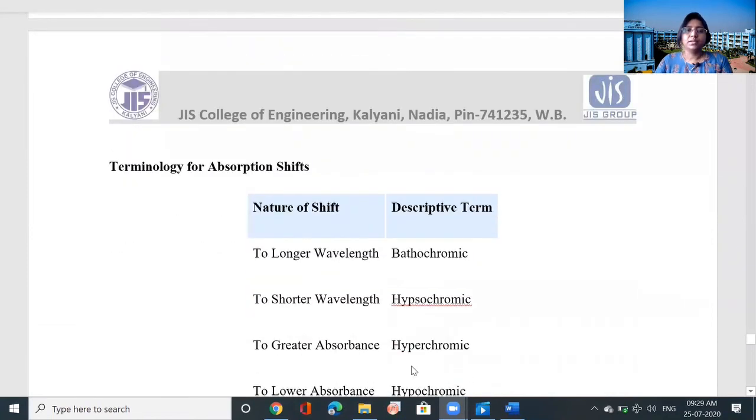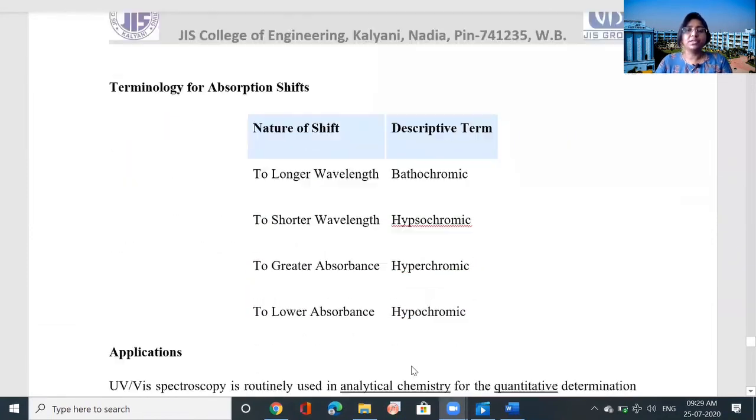Now the terminology of absorption shift. There are different terminologies. In the absorption shift, if the shift is to a longer wavelength, that is called bathochromic. To a shorter wavelength, that is called hypsochromic. To greater absorbance, that is hyperchromic. To lower absorbance, that is hypochromic.